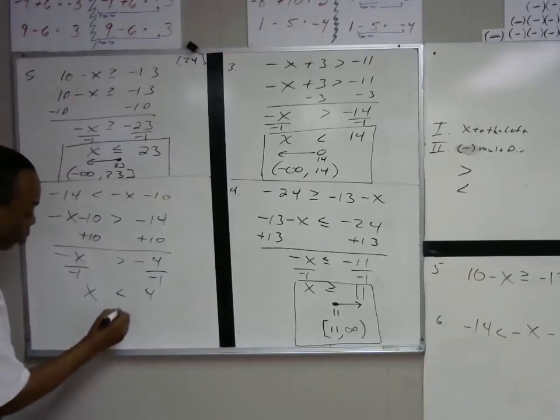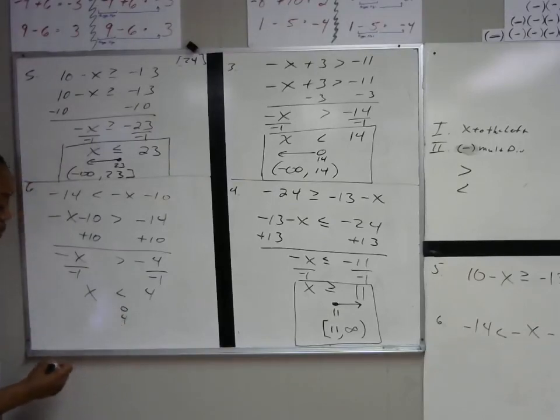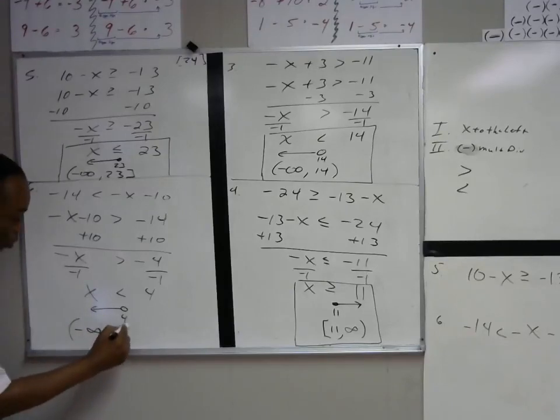The graph of that will be an open circle at 4, and less than takes me to the left. So all the numbers to the left of 4. Furthermore, the interval notation for this will be parentheses, negative infinity to 4, and that'll be parentheses because 4 is not included in the solution.